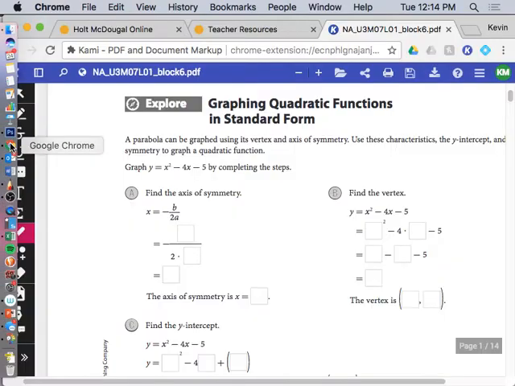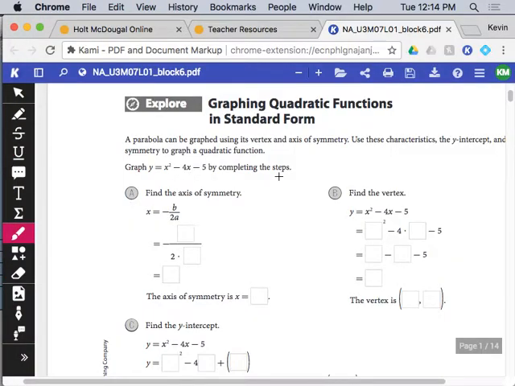We are given a function x squared minus 4x minus 5. We can tell it's a quadratic function because it's got the x squared term. It says find the axis of symmetry. Well, in order to do that, we have to know what a and b are.